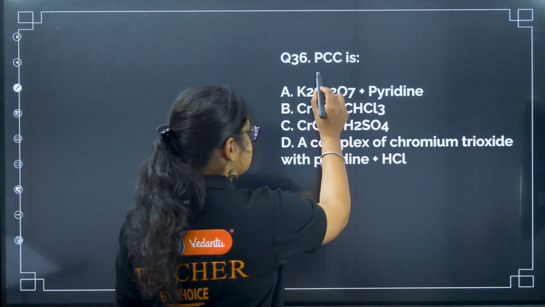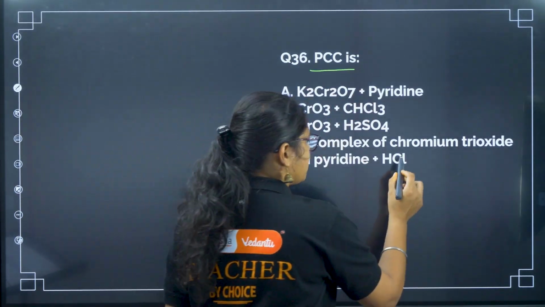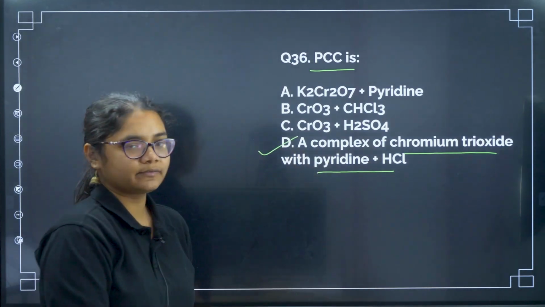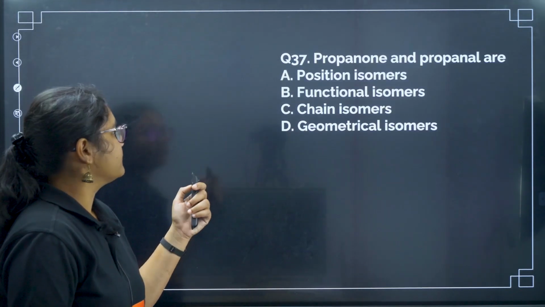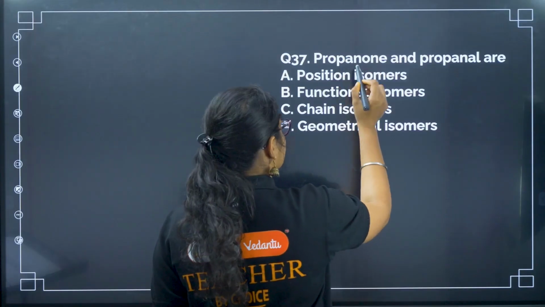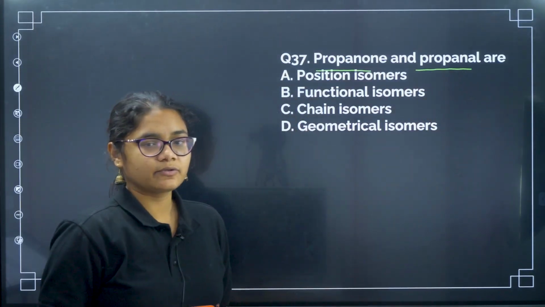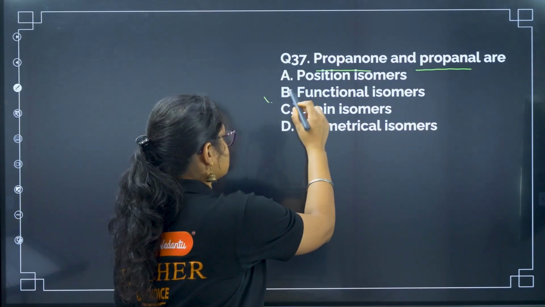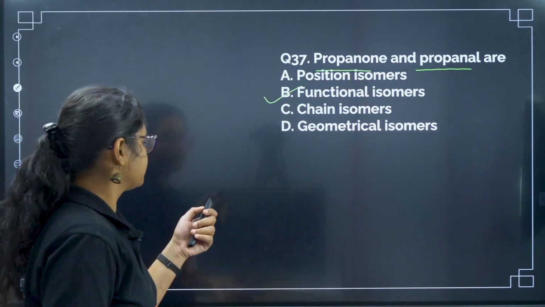Now again we have come to PCC. PCC, as all of you might be knowing, is chromium trioxide with pyridine plus HCl. So correct answer for this question is option number D. Next we have propanol and propanol. This is one of the easiest questions. These are two functional groups. So the correct answer for this question is functional isomers.